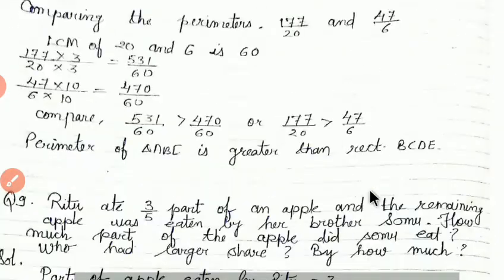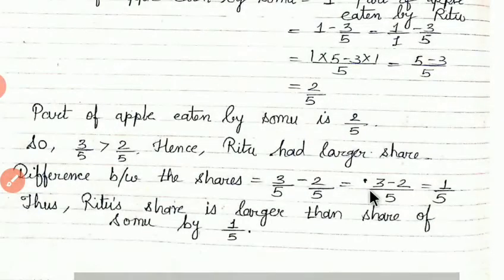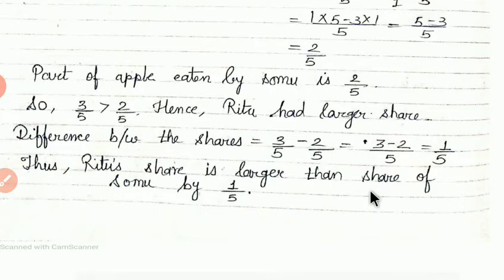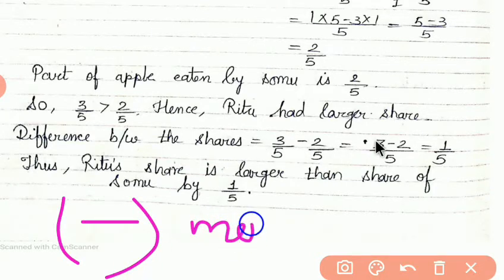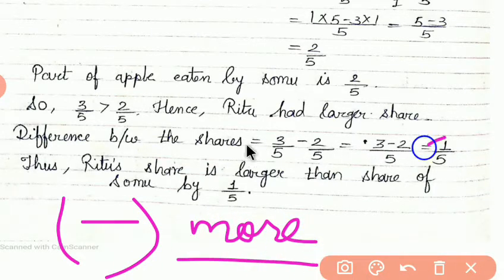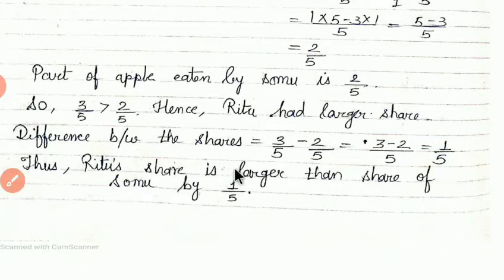One more question we have to find: by how much? How much larger is the share of Ritu than Somu? It means we have to find the difference between their shares. So 3 by 5 is the share of Ritu and 2 by 5 is the share of her brother Somu. Now we'll find the difference, meaning how much more Ritu has than her brother. So 3 minus 2 upon 5, which is equal to 1 by 5. So Ritu's share is larger than the share of Somu by 1 by 5. It means Ritu has 1 by 5 part more than her brother.